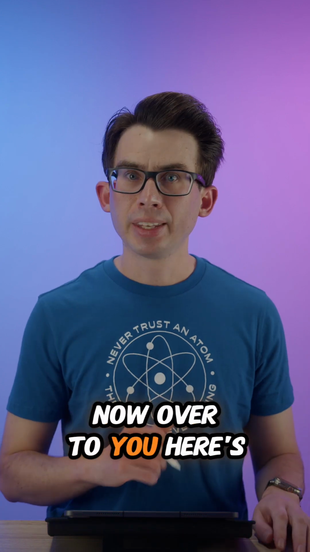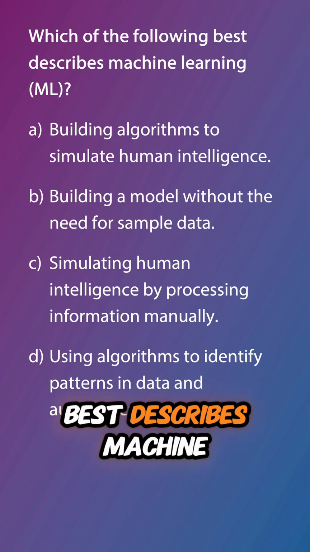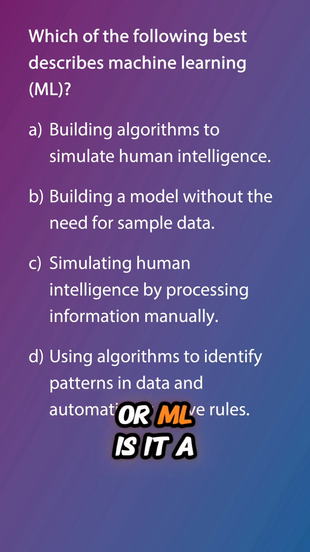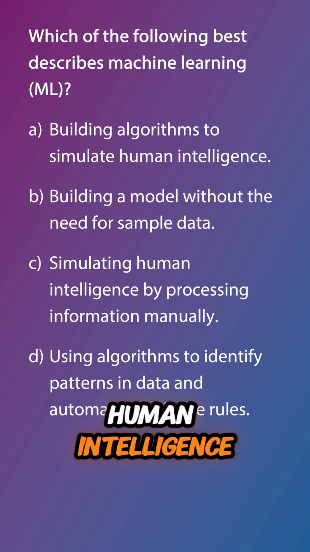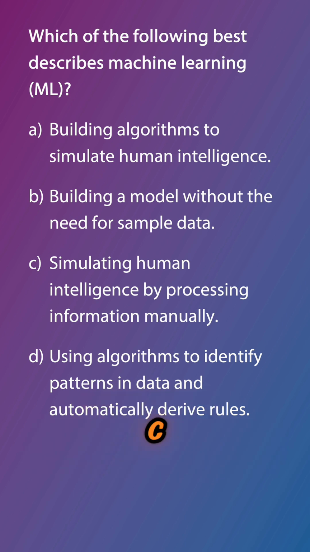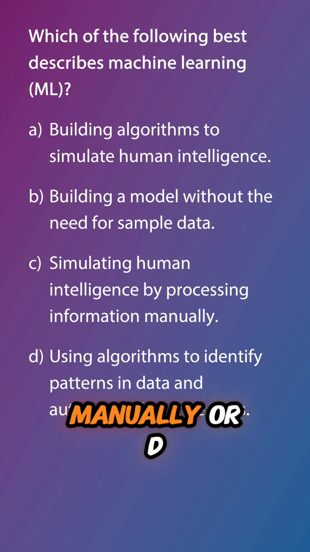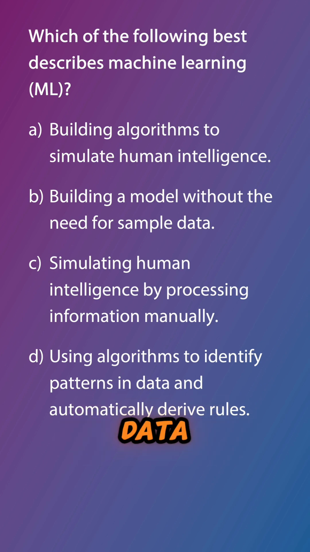Now, over to you. Here's a quick review question. Which of the following best describes machine learning, or ML? Is it A, building algorithms to simulate human intelligence? B, building a model without the need for sample data? C, simulating human intelligence by processing information manually? Or D, using algorithms to identify patterns in data and automatically derive rules?